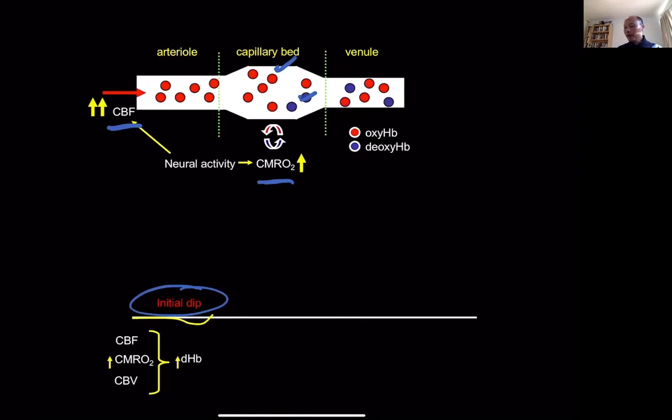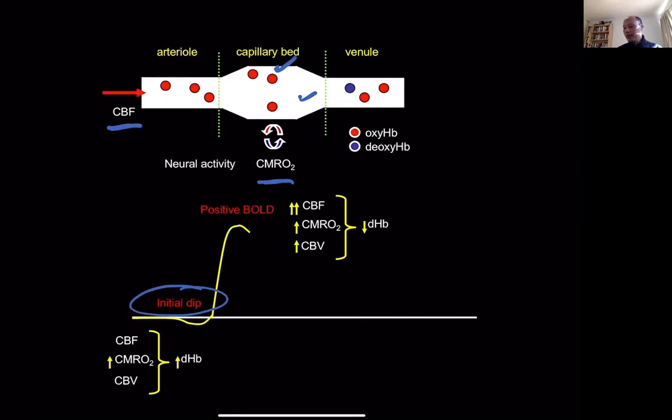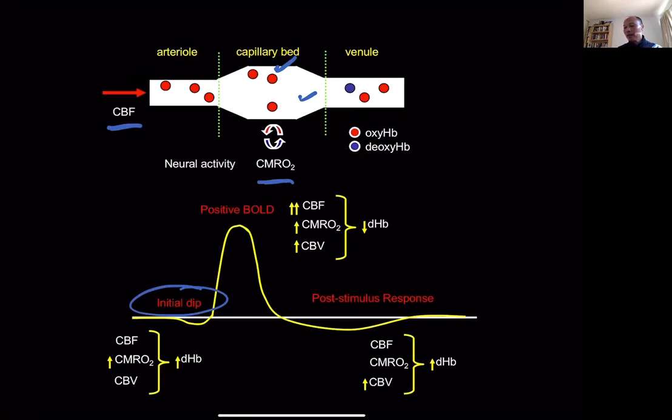And so you have a lot of oxyhemoglobin now, and therefore there's less deoxyhemoglobin overall. Therefore there's less dephasing, and therefore the MRI signal will go up. After it's all done, things return back to baseline. How that happens is still an active area of research, but at some point it does return.